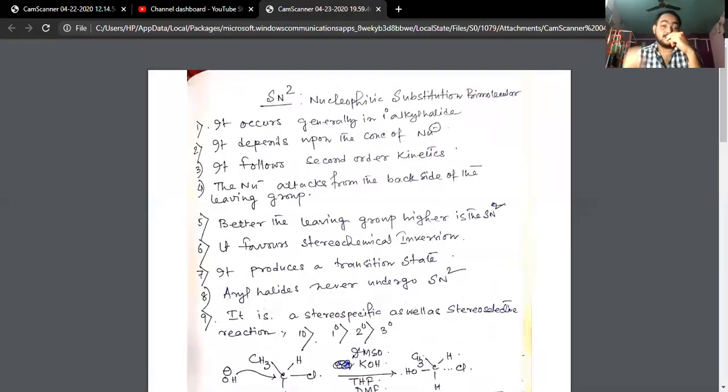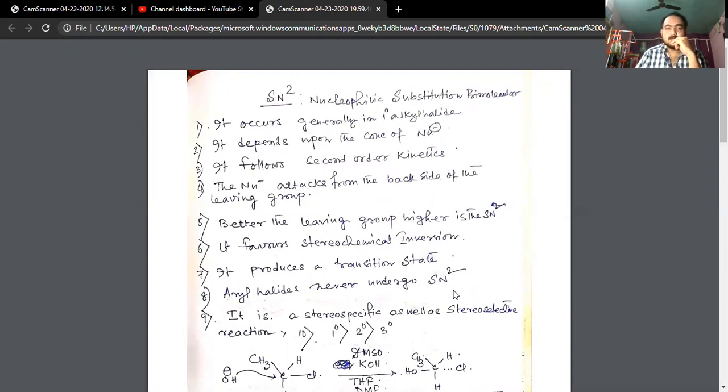So without wasting time, we are going directly to our topic, that is SN2. Now see here, this SN2 reaction is very important in your boards and entrance exams such as IIT, AIPMT, JEE, KVPY, CAT, etc. So you should see it carefully.